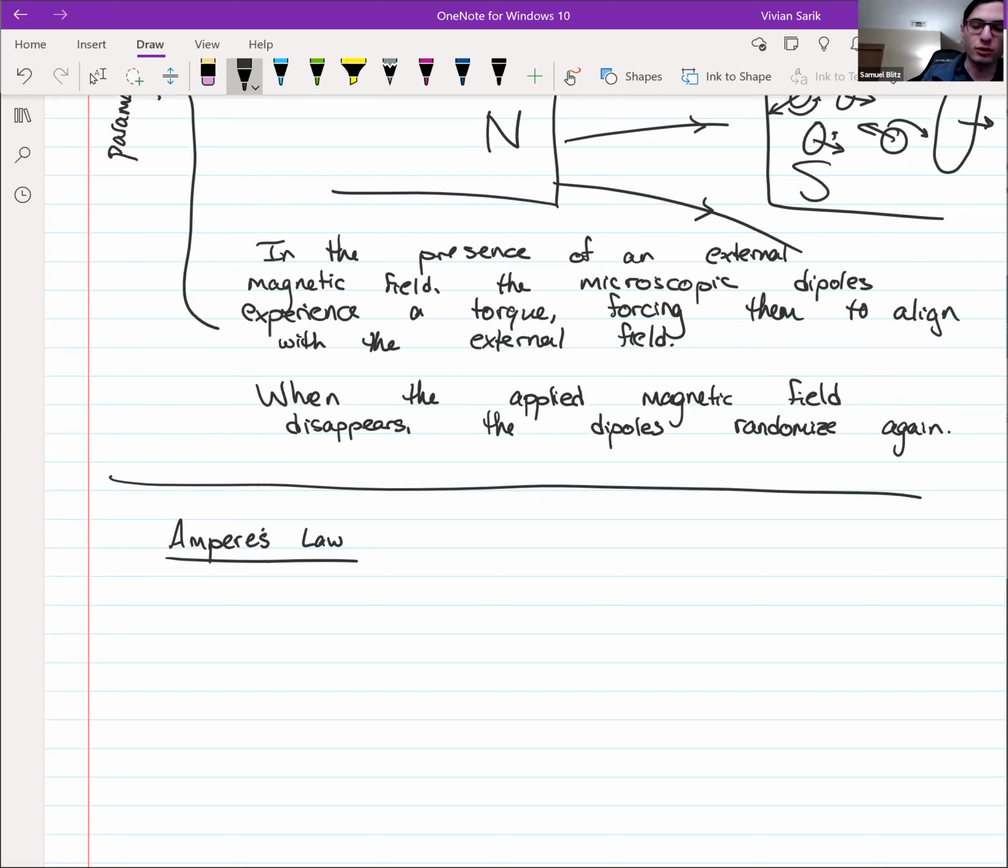So I'm just going to remind you, we're going to take a little bit of a detour. Kirchhoff's loop rule is the following statement. I promise this is related.